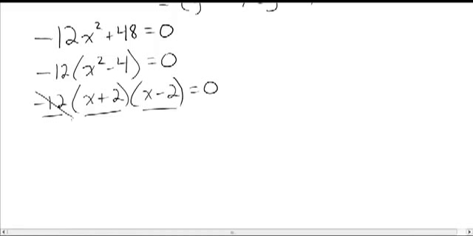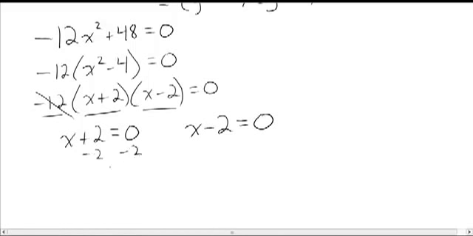So what we do is we take each factor and set it equal to 0 individually. So we take x plus 2, set it equal to 0, and we're going to take x minus 2 and set it equal to 0. So it's pretty quick to solve. Here we would subtract 2 and get x equals negative 2. Over here we're going to add 2 and get x equals positive 2.